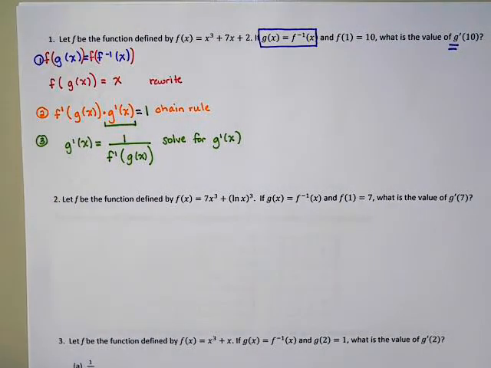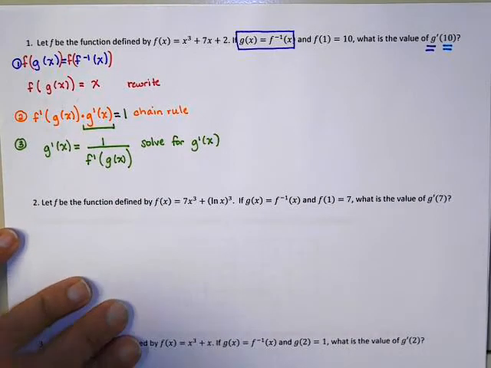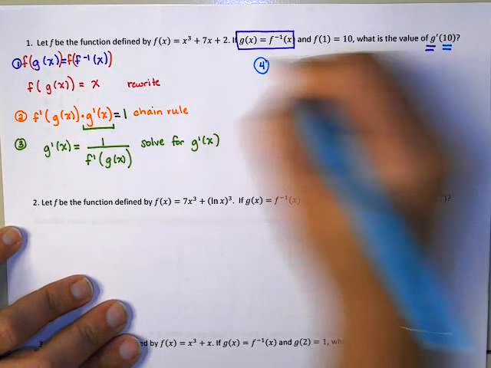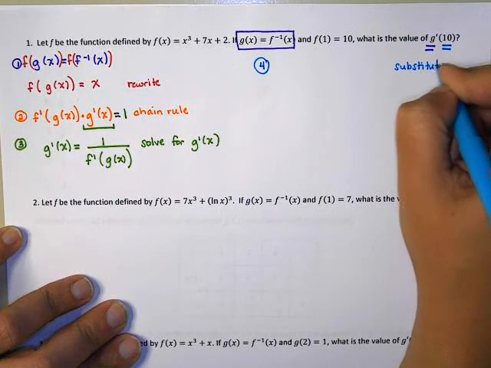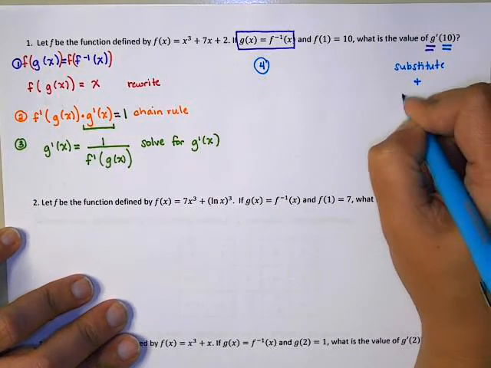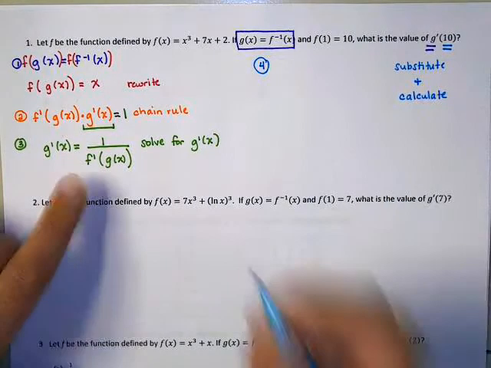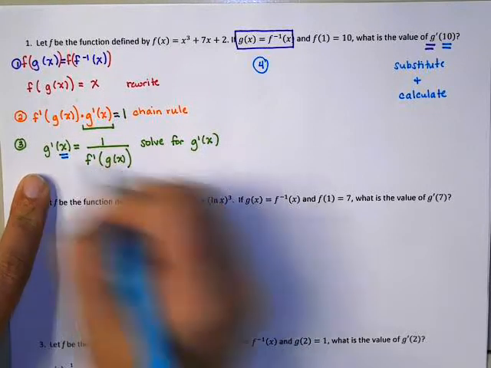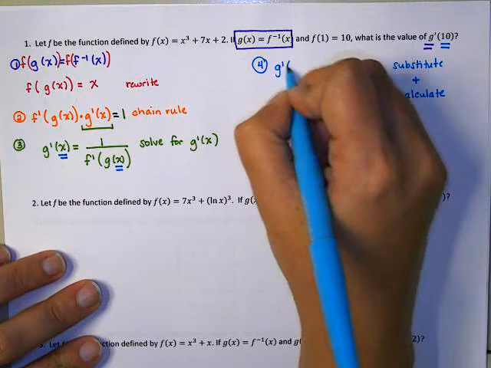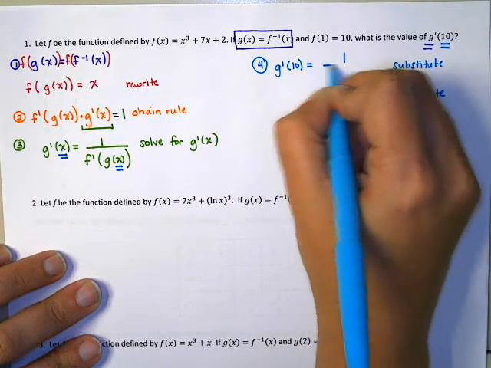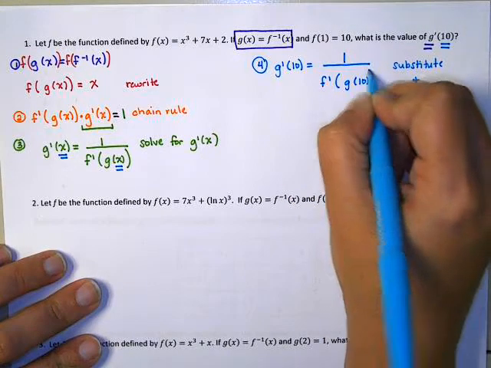Now my fourth step is going to be to plug in the number 10, because I was asked to find g prime of 10. So I'm going to substitute my value, and I'm going to calculate my answer. Instead of x here in this equation, and instead of x here, I'm going to plug in the number 10. So g prime of 10 equals 1 over f prime of g of 10.